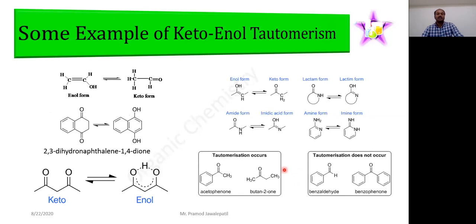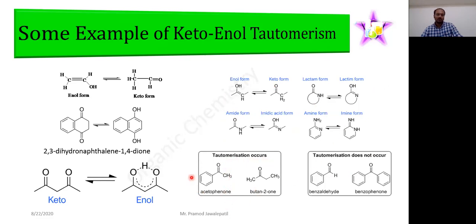Friends, these are examples of keto-enol tautomerism. See this 2,3-dihydronaphthalene-1,4-dione case. In this case, this compound is in keto-enol tautomerism. See this 1,3-diketone compound; in this process, there is an enol form and a keto form. As compared to simple acetone, in this case the enol form is more stable. All these are examples of keto-enol tautomerism.